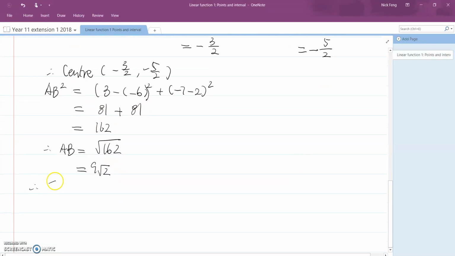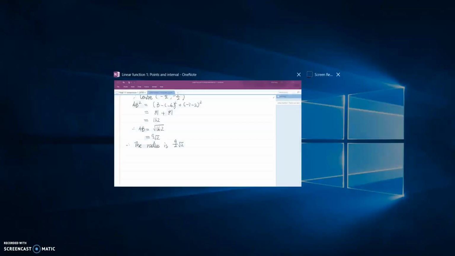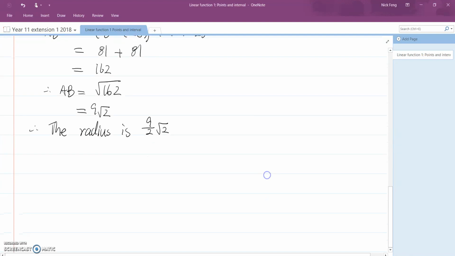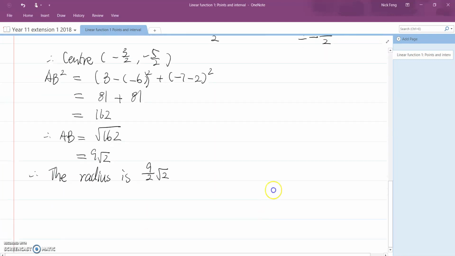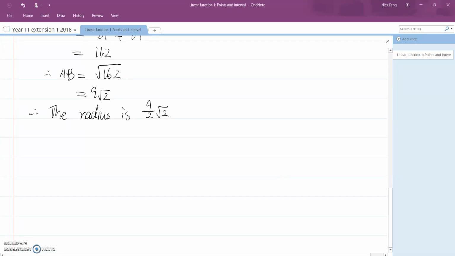And therefore, the radius is, don't forget, it's just half of this. This is the diameter, 9 root 2 over 2. Okay. So up to this stage, we have gone through midpoint and the distance formula. So the next thing we're going to do is the actual 3-unit content.